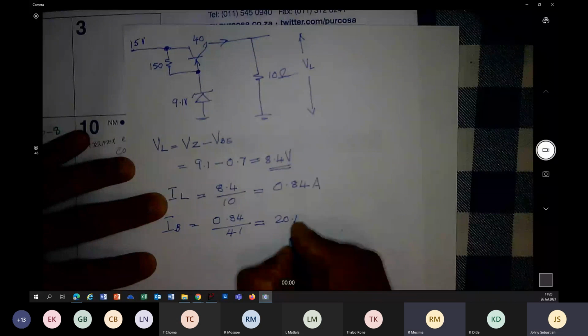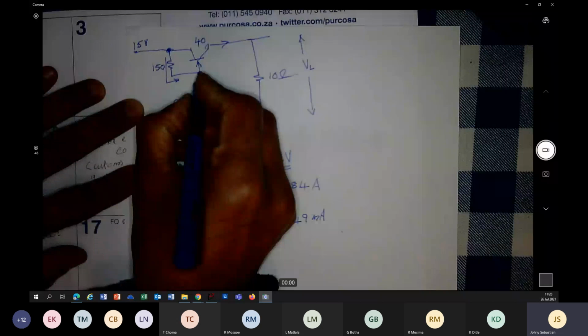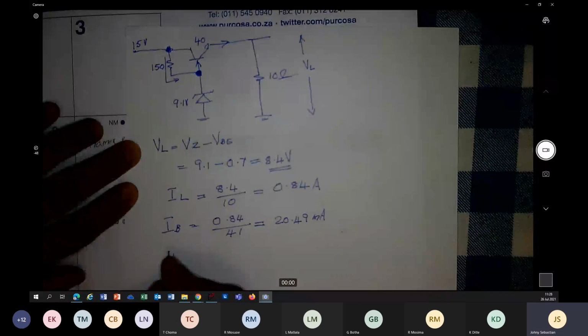That is your base current. Somebody please clarify if it is right. Yes, sir. Now we can work out current through R. How do you find the current through R? You know either end of the resistor. One end is at 15 volt, the other one is at 9.1 volt. Therefore, we can work out IR. That is (15 minus 9.1) over 150.